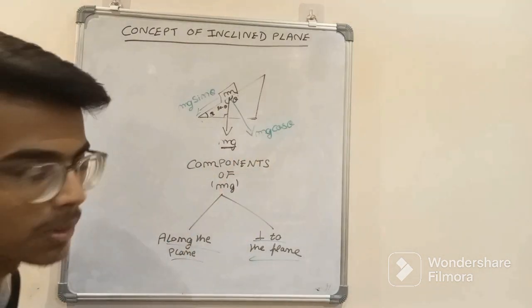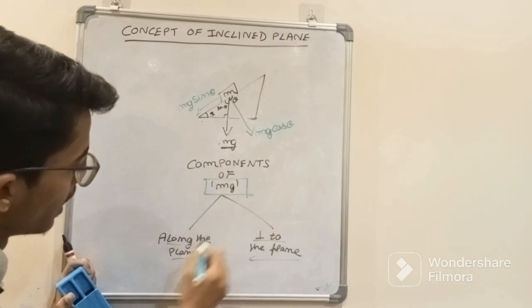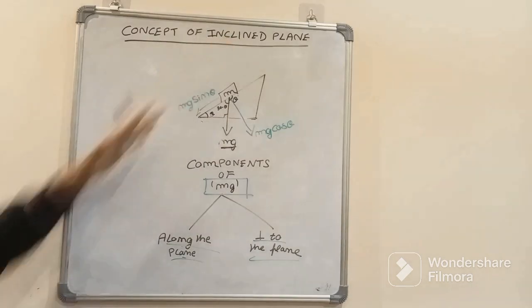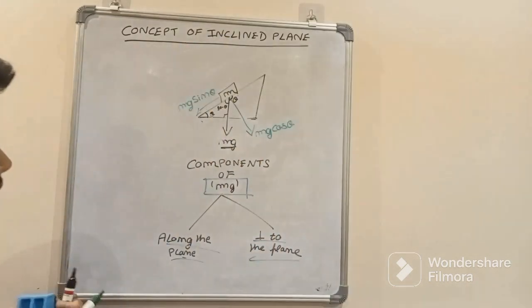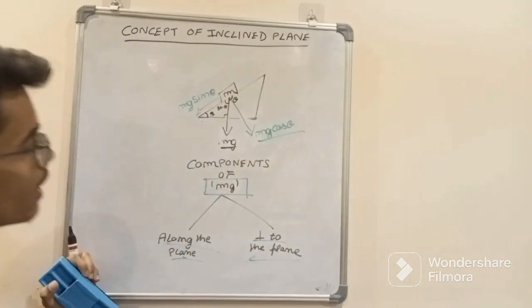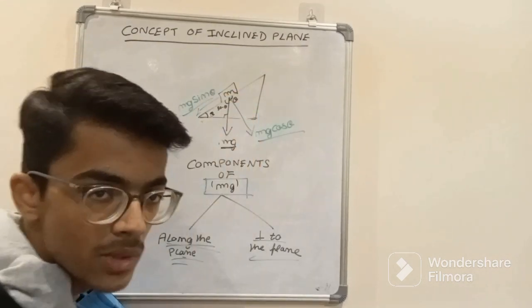जब भी हमारे पास इंक्लाइन प्लेन आएगा, the first thing we have to do is to break this mg into two parts. One will be along the plane, that means in this direction, and the other one will be perpendicular to the plane. And the perpendicular part will always be mg cos theta, and the along the plane part will always be mg sin theta.